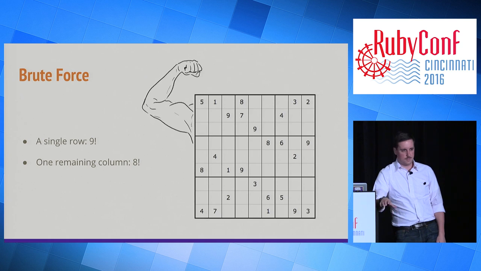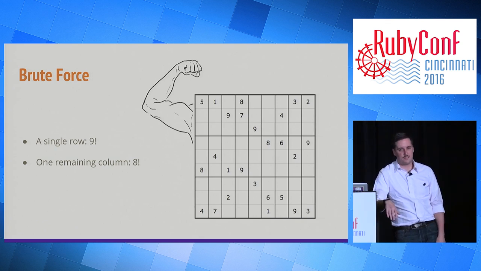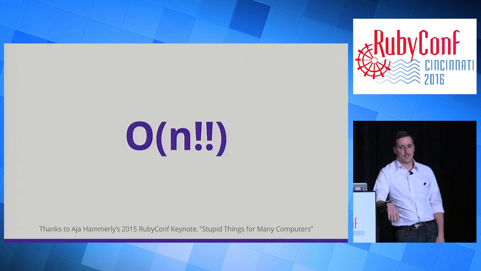Now, brute force is possible if you've got a small grid and a lot of information, but the less information we have and the more we have to fill in, the worse it gets. This is fudging things a little bit, but if you had no information on it, a single row has 9 factorial possibilities, and then it keeps going for each column and row after that. Last year in her keynote, Aja Hammerly pointed out that this is a big O of n bang bang, which is horrific, and we shouldn't try it. We need to do something better than this.